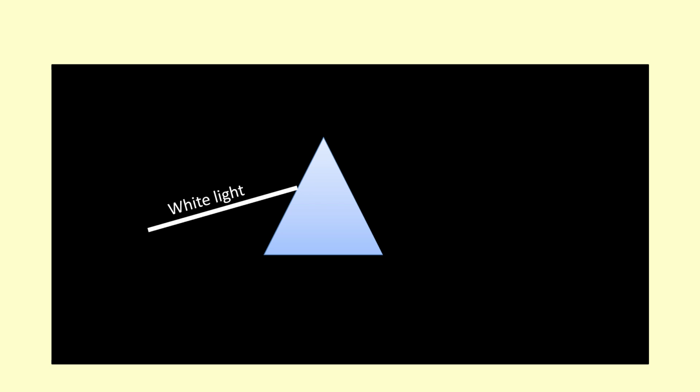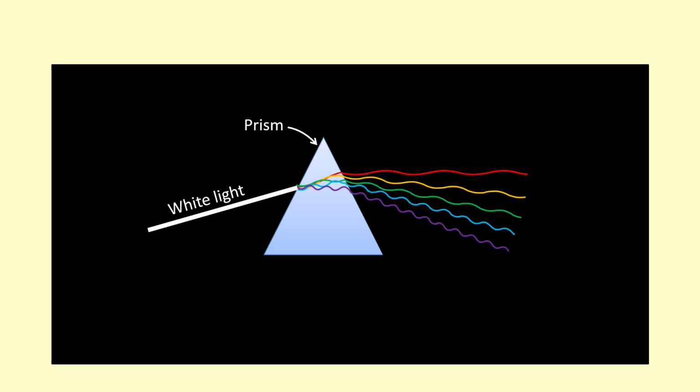In this video, we're going to look at light and how we see different colors. Here we have white light, and we're going to pass it through a glass prism like this, which is going to cause the white light to split into its different wavelengths. So white light is actually composed of all these different wavelengths, a range of wavelengths, which we call the visible spectrum.